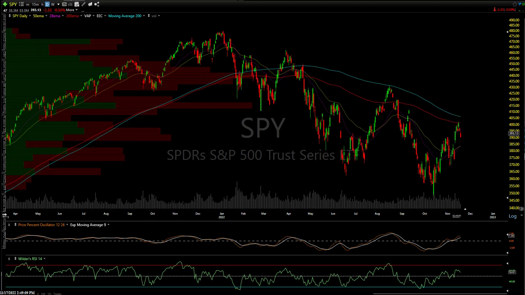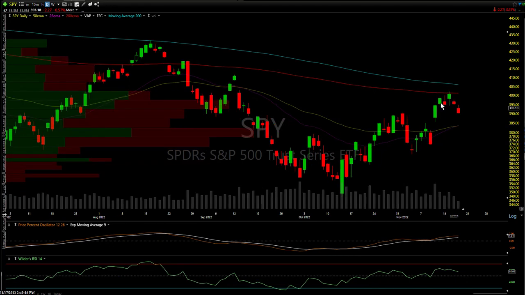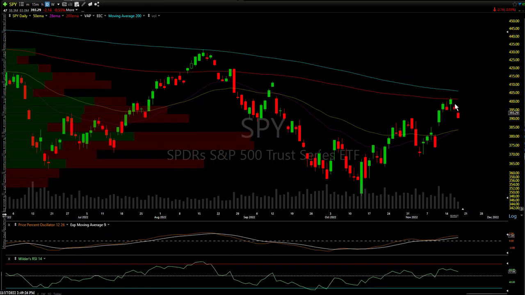Let me turn back on my boxes. It made an almost perfect test of the 200-day exponential moving average. That's the red line right here. You can see that. Zoom in nice and tight. Popped it. Made the ever so slightest intraday pierce, but then closed right below it, and that was also an objective shorting entry, and it's reversed so far.